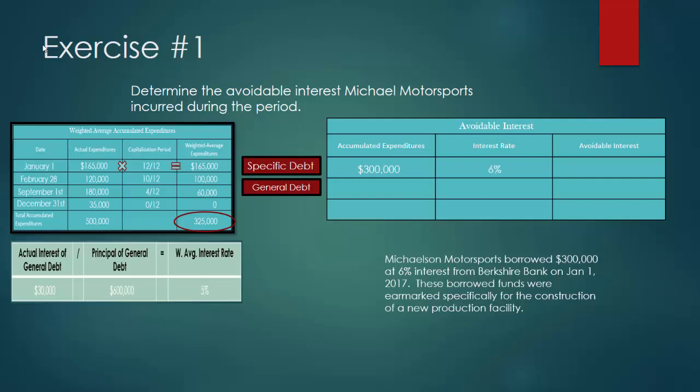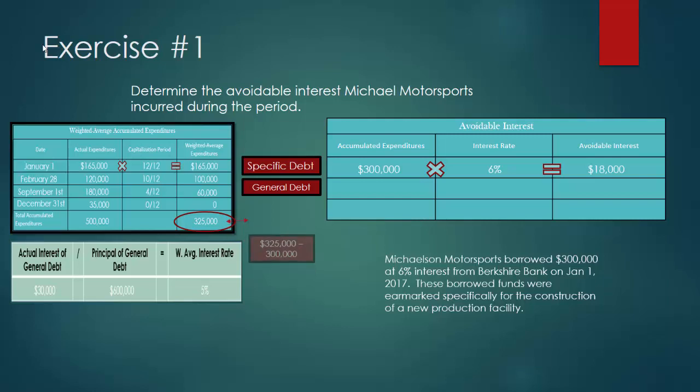The interest rate on that loan was 6%, which means that the avoidable amount of interest that Michelson had was $18,000. If they never took this loan out to construct that asset, they would have never had to pay the $18,000 in interest. And now this is where we're going to need that $325,000. Since our specific purpose loan doesn't have enough in it to cover our weighted average expenditures, we have to take some money out of our general debt.